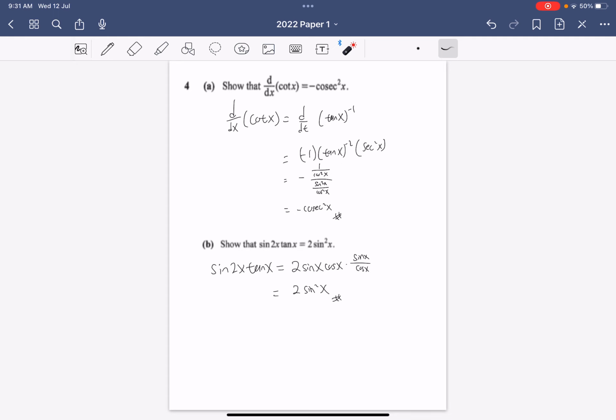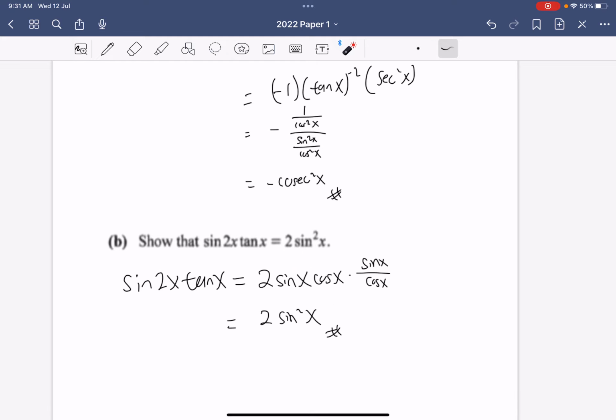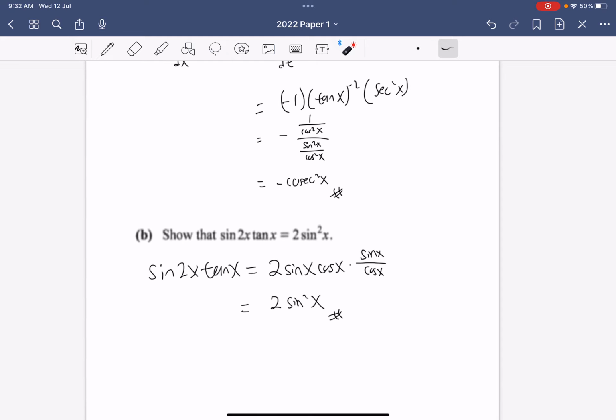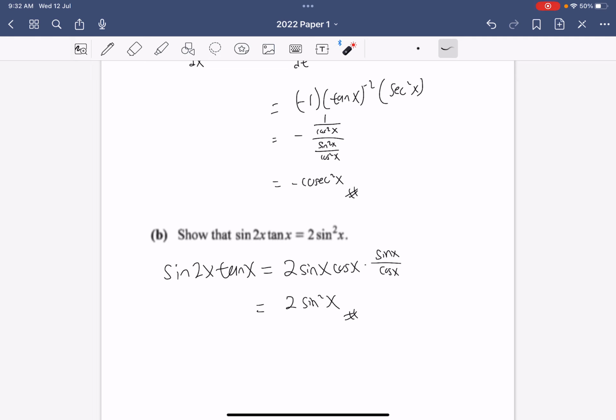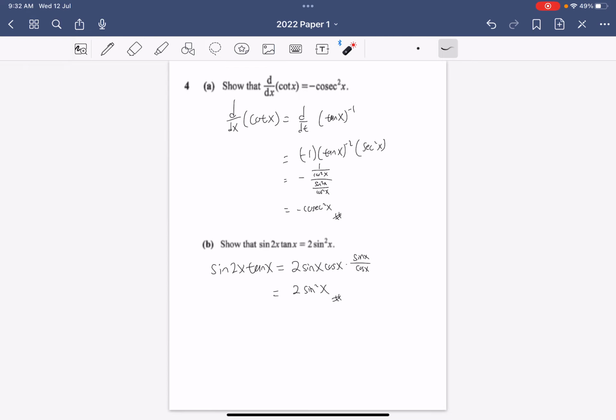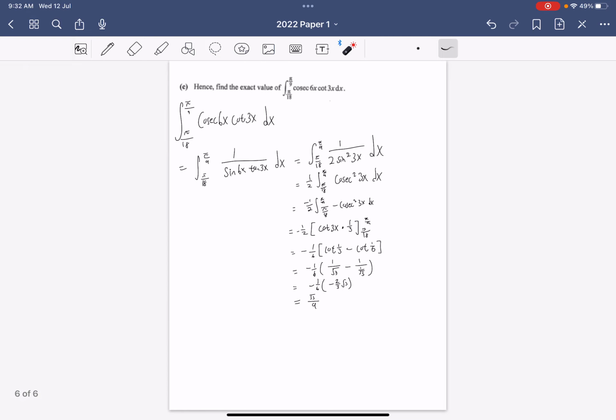And next, you want to show that sine 2x tangent x equals 2 sine squared x. At first glance, you might think, how would you want to show it? The most natural way for me will be to just write what I know I can expand. I know that my sine 2x can be 2 sine x cosine x, and my tangent x is sine x over cosine x. Realizing that, you can cancel out the cosine and you get 2 sine squared x. So you've shown it.